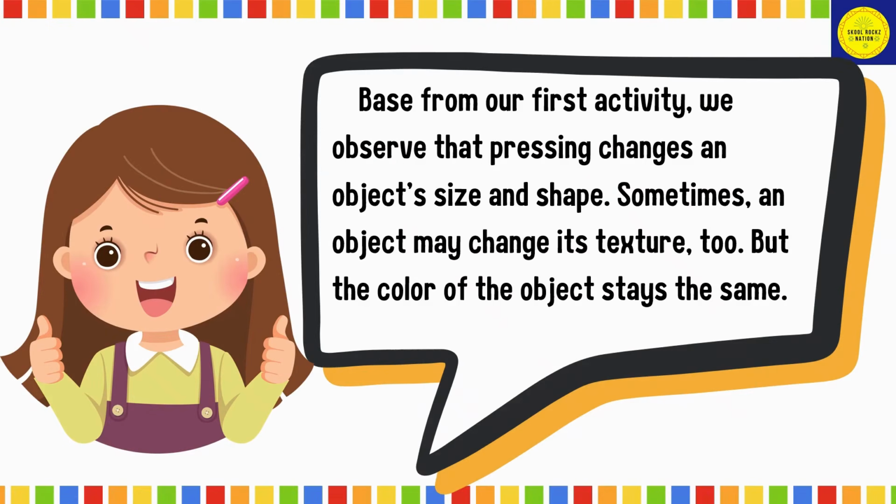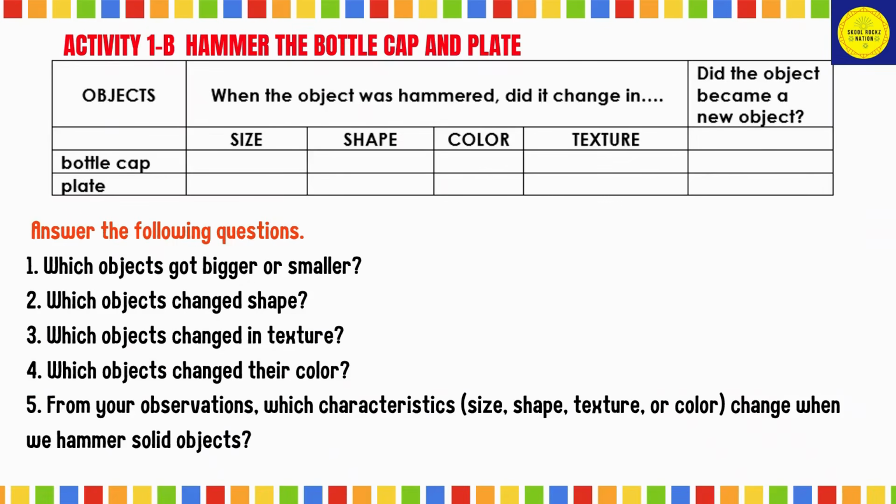Based on our first activity, we observed that pressing changes an object's size and shape. Sometimes an object may change its texture too, but the color of the object stays the same. Here is the second table that you need to answer. Make sure to hammer the bottle cup and plate in this activity. Answer the following questions too.